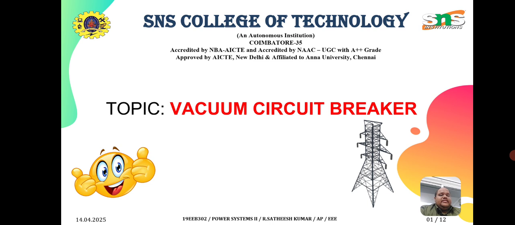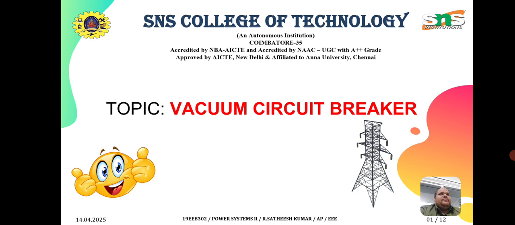As we discussed in the previous class, there are n number of circuit breakers based upon the interruption medium, based upon the operating voltage, and based upon the operating environment. Based upon the interruption, there are simple classifications such as oil circuit breaker, air circuit breaker, vacuum circuit breaker, and SF6 sulfur hexafluoride circuit breaker. So today the point of discussion is vacuum circuit breaker.